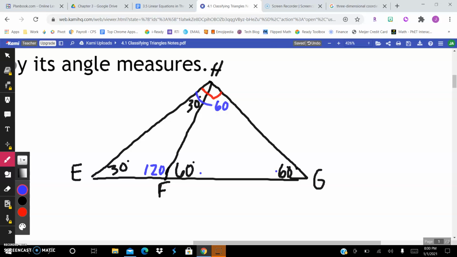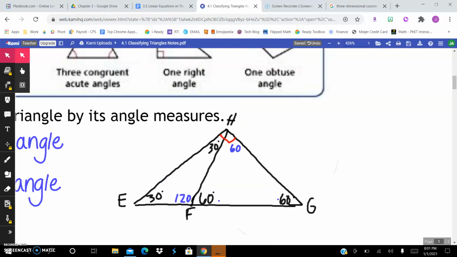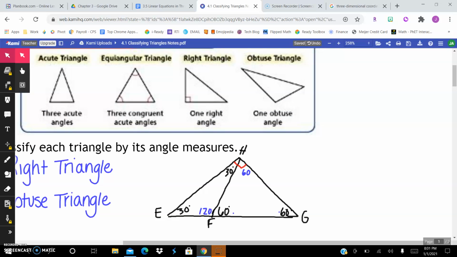Again, we could have looked at this entire angle, which we know is 90. And we know the smaller one over here on the left is 30. So 90 minus 30 is 60. So both ways prove that that is 60 degrees. And if you look, all 3 angles are 60 degrees, which means they're all congruent, they're all the same. So this is an equal angular triangle.